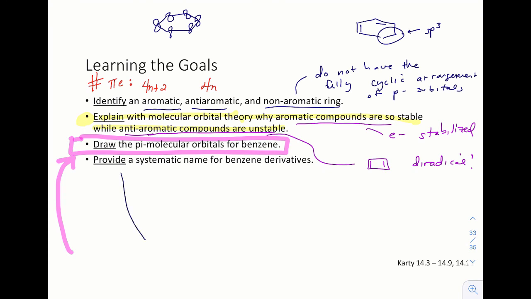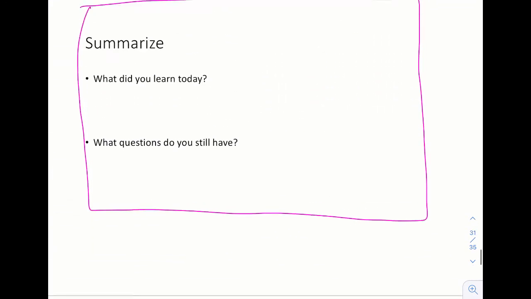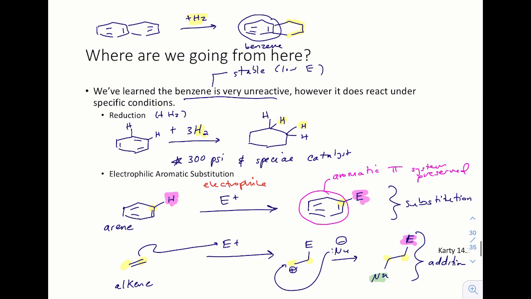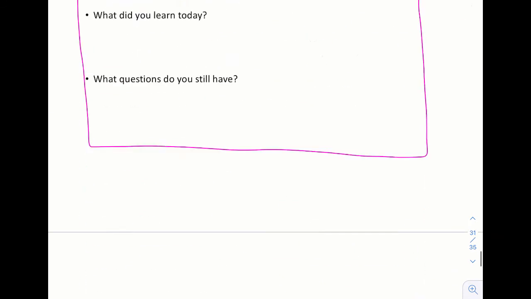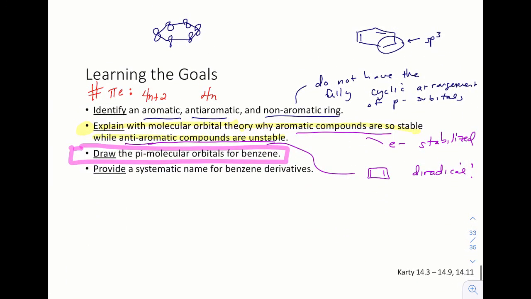Okay, and then that last learning goal, we didn't even get to it. To be able to provide a systematic name for benzene derivatives, I will provide you with some practice, and we'll continue learning how to name benzene and benzene derivatives as we move forward in the class and learn about the reactivity of benzene later on. This was really fun. I hope that you enjoyed it, and now it's time to practice.